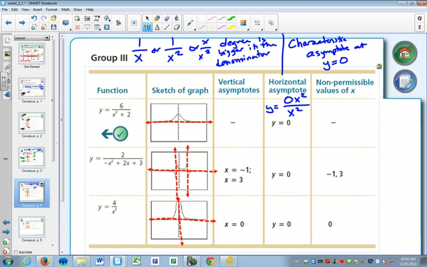Same thing here. What's the highest power? It's an x squared, the highest degree. On the bottom, I have a negative x squared, but on the top, I have no x squareds. And if I look, what happens when x gets really big in this case? You're going to get 0. Same thing on this one. I have an x squared on the bottom, but no x squareds on the top. And so I would get an asymptote at 0.